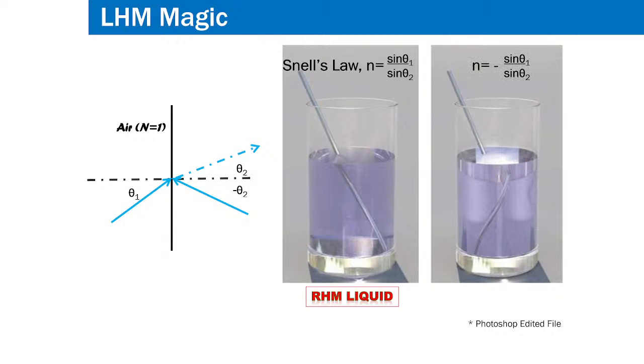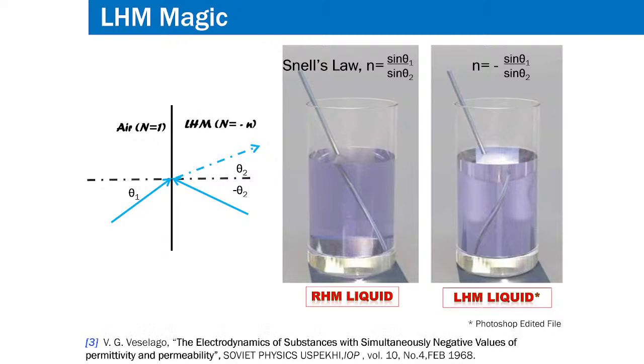Here, because of Snell's law, n is equal to minus sine theta 1 by sine theta 2. Since theta 2 is negative, sine theta 2 is negative, that is minus sine theta 2. So we get this. This was shown by Victor Veselago in one of his fundamental papers published in 1968.